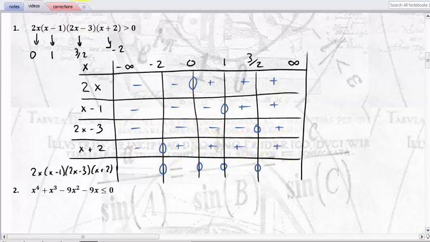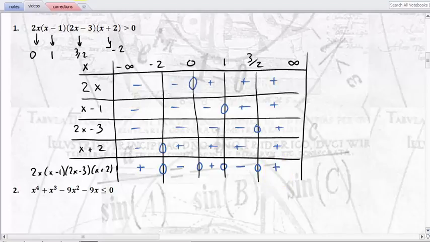And finally, I'm just counting my negative signs. 4, so I have a plus. 3, I have a minus. 2, I have a plus. 1, I have a minus. 0, I have a plus. If you have an odd number of negative signs, you will have a negative sign in the end, okay?